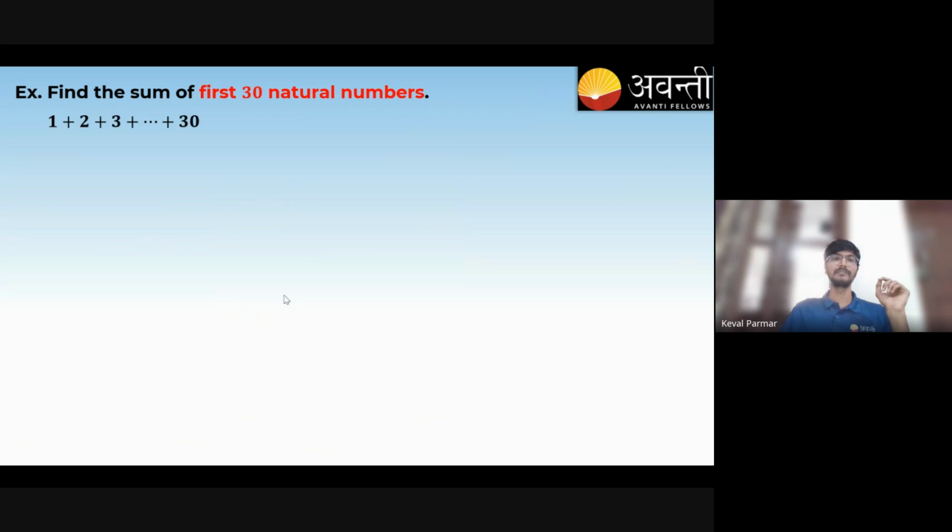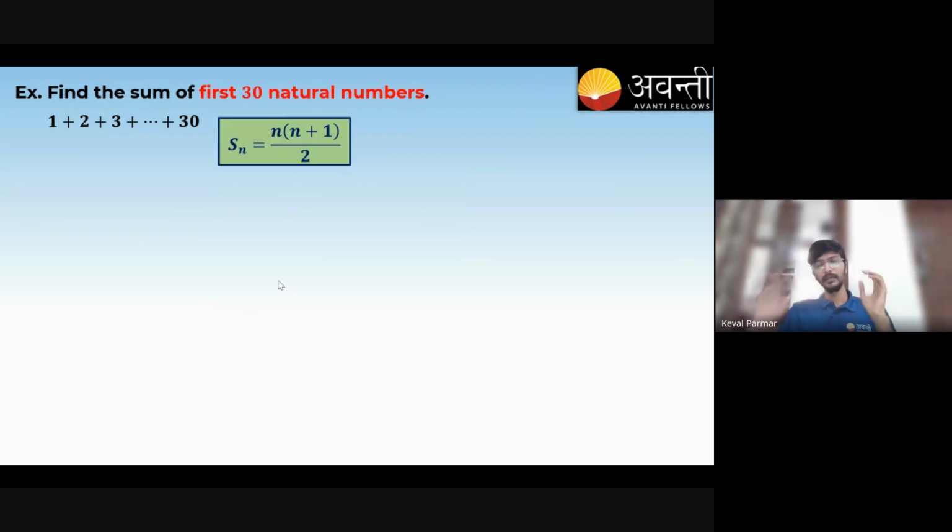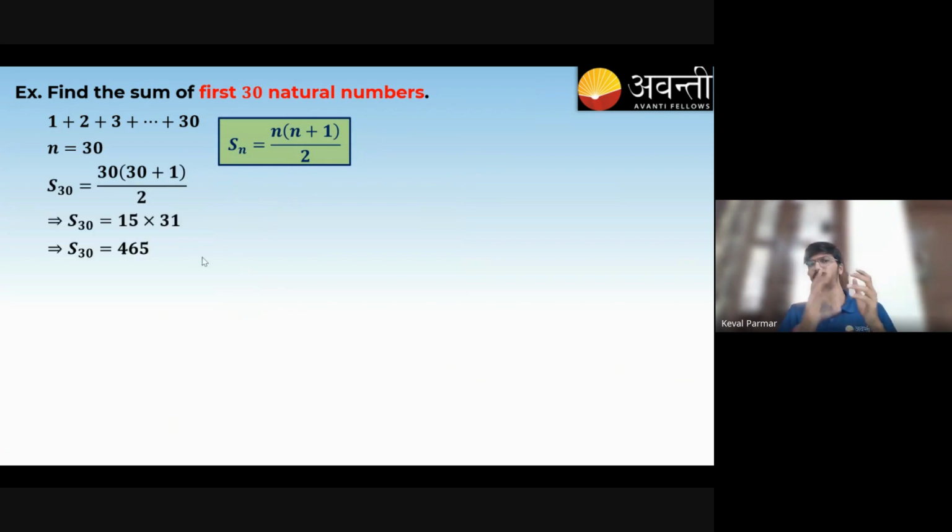This is an example. Find the sum of the first 30 natural numbers. What do you mean by 30? It means 1 se leke 30 tak, that is, from 1 to 30. As you can easily see here, the sum is basically n into n plus 1 upon 2. So instead of n, we have n equals 30. Why n equals 30? Because we have to find the sum of the first n natural numbers. Just substitute the value of 30 here, and we'll get 30 into 30 plus 1 upon 2, which is 465.